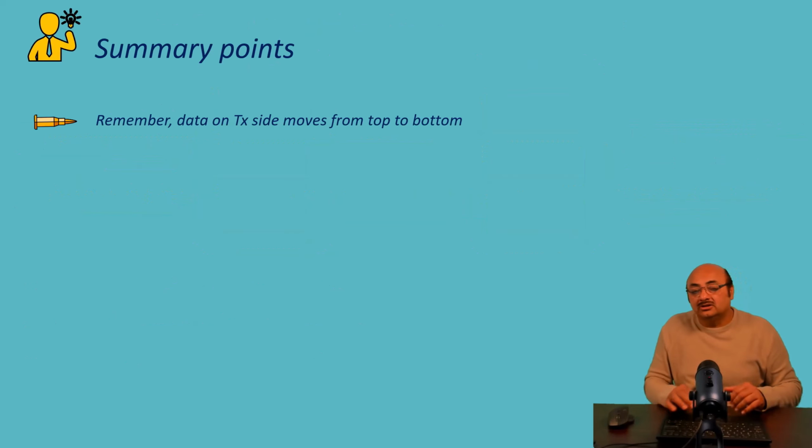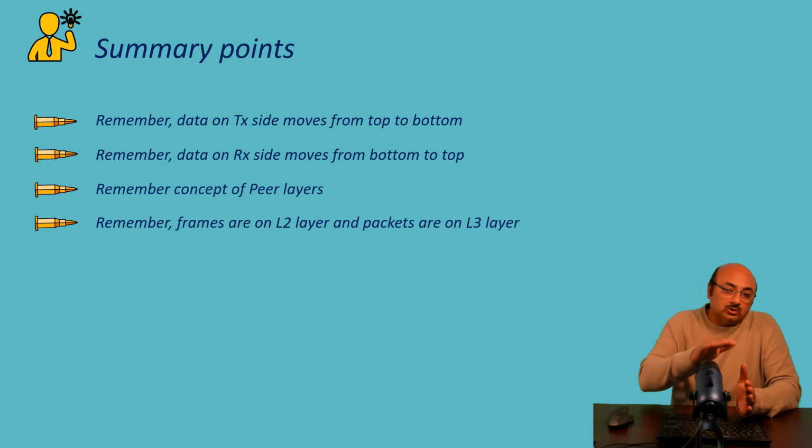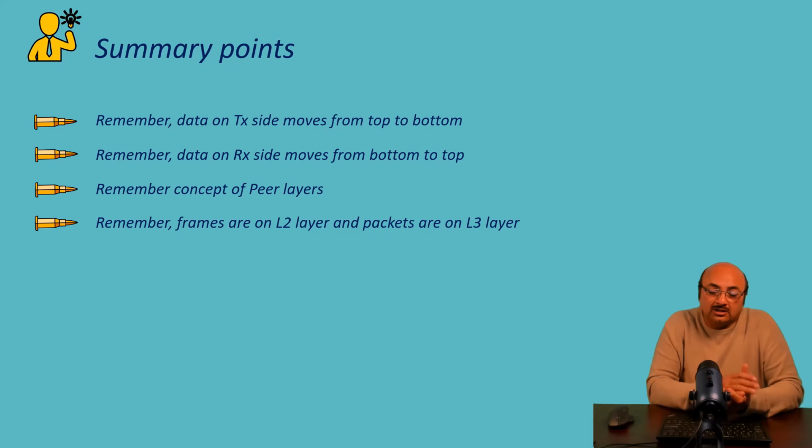To summarize, remember, the data transfer takes place from the upper layer to the lower layer on the transmit side and from the lower layer to the upper layer on the receiving side. Do remember the concept of peer layers. Physical layers on both sides, for example, act as peers. And finally, do remember that on the physical layer we deal with bits, at the data link layer we deal with frames, and on the network layer we have the concept of packets.